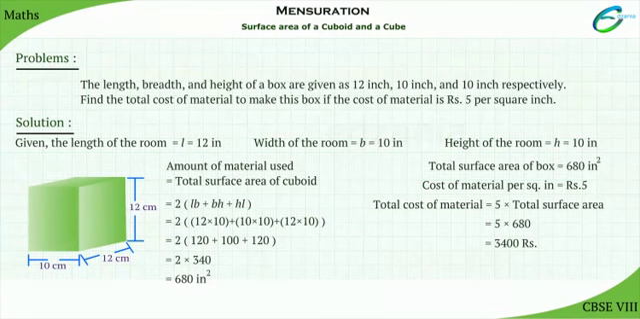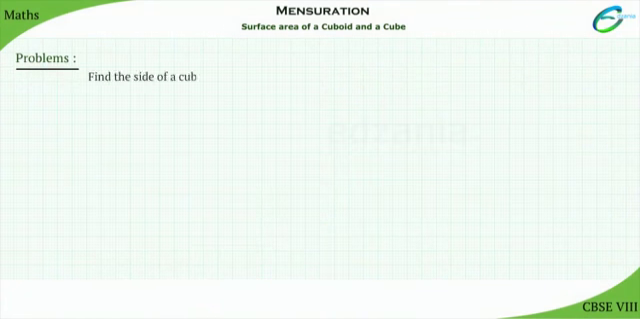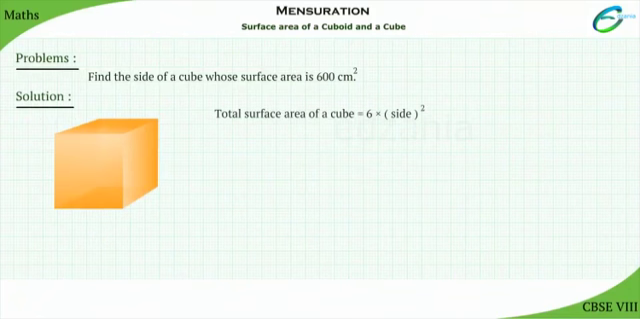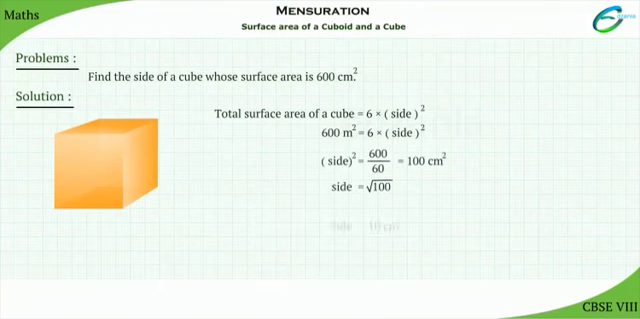Find the side of a cube whose surface area is 600 centimeters square. Now we know the formula for total surface area of a cube, that is 6 times the square of the side. Equating this to the given value of total surface area of the cube, we get the side of the cube equal to 10 centimeters.